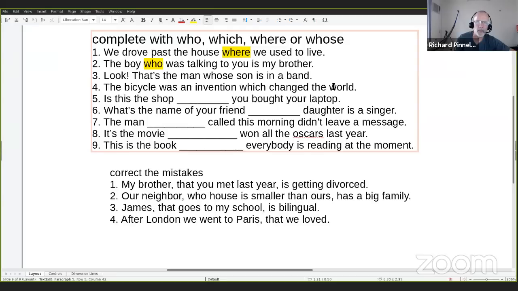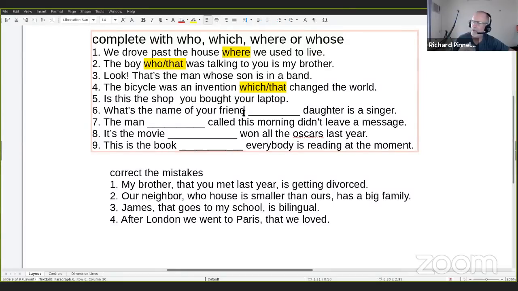Good. Remember, with these ones too, you couldn't put that. But at the top, I didn't put that. Which or that. The boy who was talking to you. That was the boy that was talking to you. Yeah, this one too, we could put that. Is that the shop you bought your laptop? Is that the shop? Number 5. Which? No. Well, number 4, yeah, is correct.